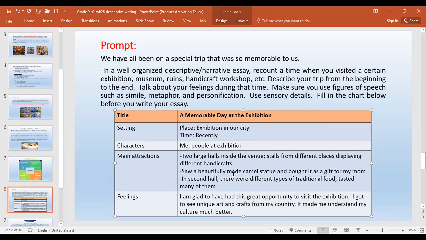I saw a beautifully made camel statue and bought it as a gift for my mom. In the second hall, there were different types of traditional food, and I tasted many of them.